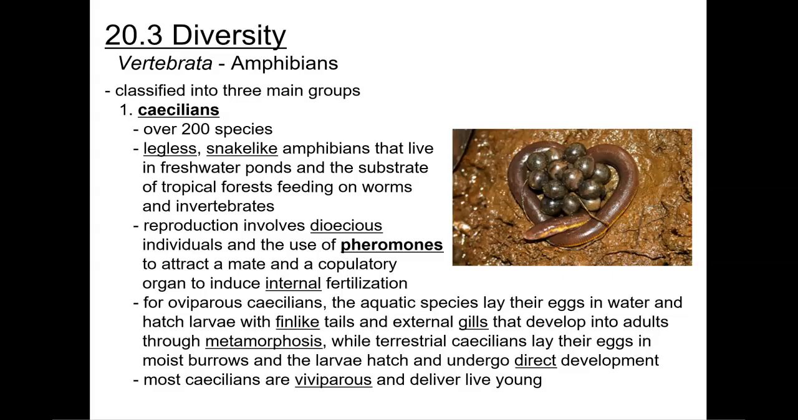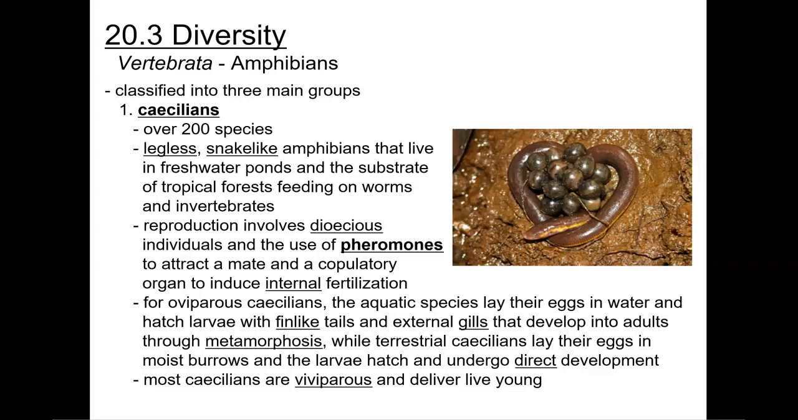The caecilians are going to be made up of over 200 species. They're legless, snake-like amphibians that live in freshwater ponds and substrates of tropical forests, feeding on worms and invertebrates. Their reproduction involves dioecious individuals and the use of pheromones to attract a mate and to copulate with their copulation organs that induce internal fertilization.